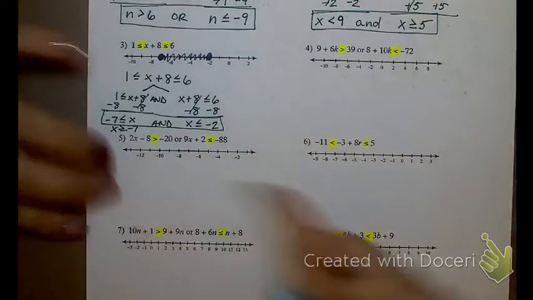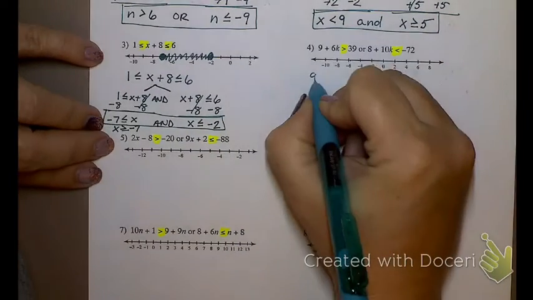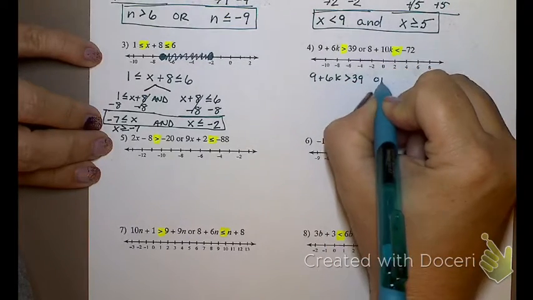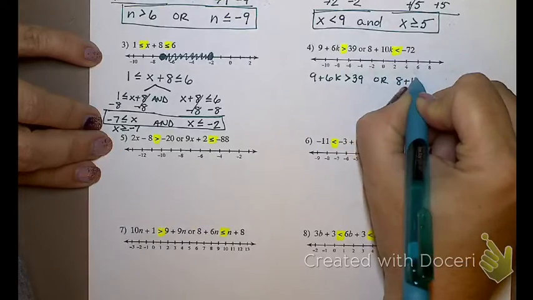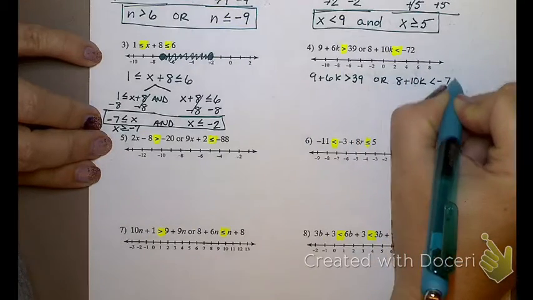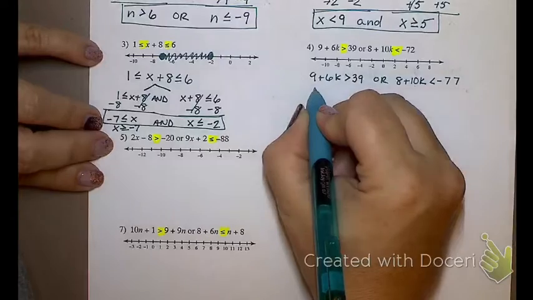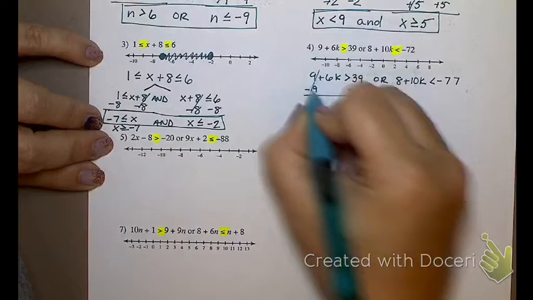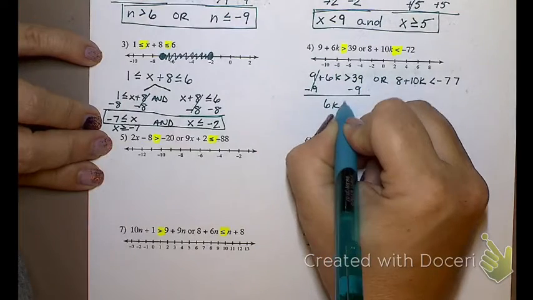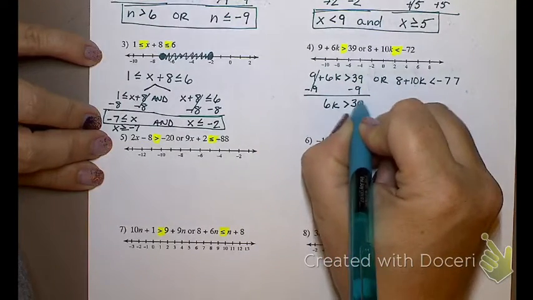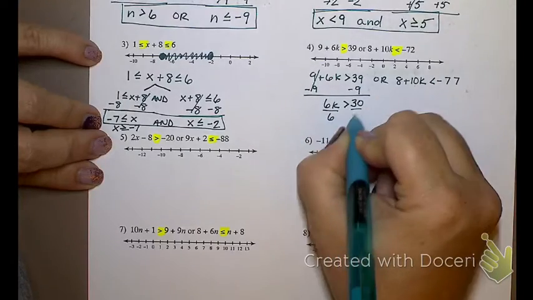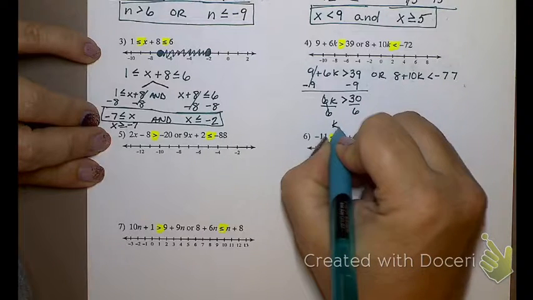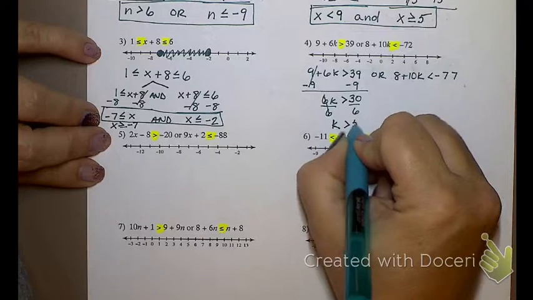All right, so I'm going to work through these. 9 plus 6k is greater than 39, or 8 plus 10k is less than negative 72. What do I do first over here? Subtract 9. So 6k is greater than what? 30. I'm going to divide by 6. Do I have to flip my sign? No, because I didn't divide by a negative. So k is greater than 5.